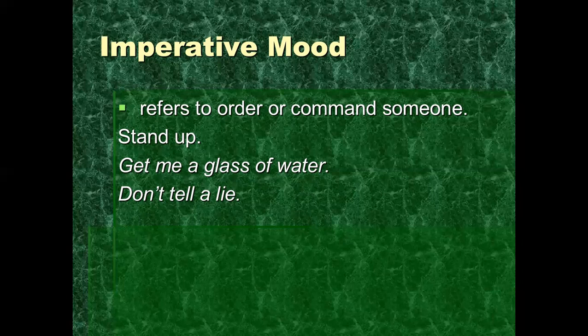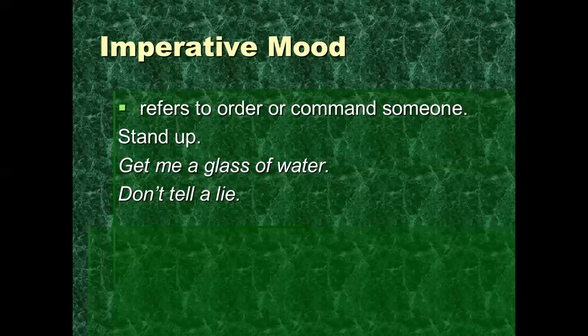Now this means we not only present facts, share opinions, or ask questions, we also order or command people. Now, the language we use to command people is different from the language we use to present facts, share opinion, or ask questions. And that's why we have got another mood in English grammar, which is called imperative mood.